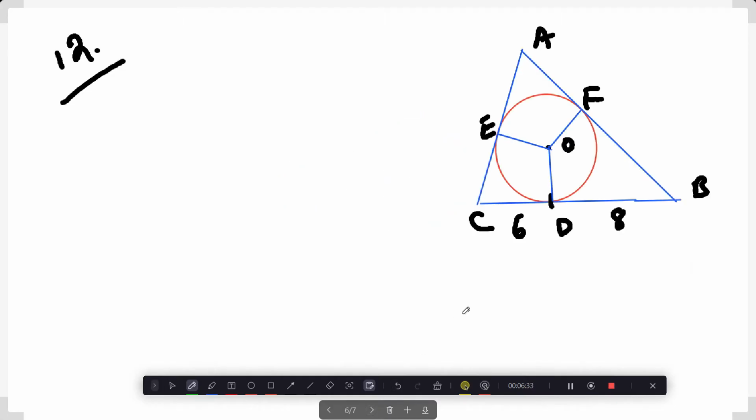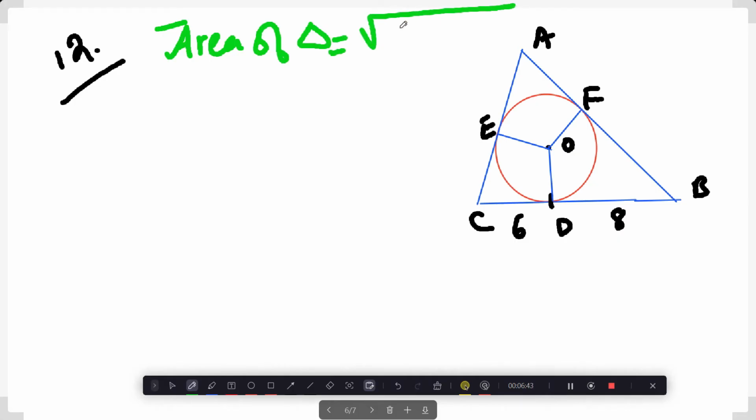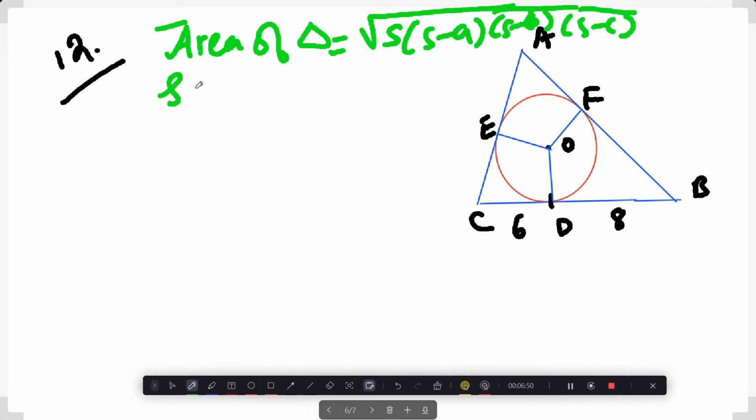Now let us look at this question. I'm not sure whether you guys have already studied that the area of a triangle is equal to the square root of S into S minus A, S minus B, S minus C, where S is the semi-perimeter and S is A plus B plus C by 2, and A, B, C are the three sides. So this is one of the properties of the area of a triangle.